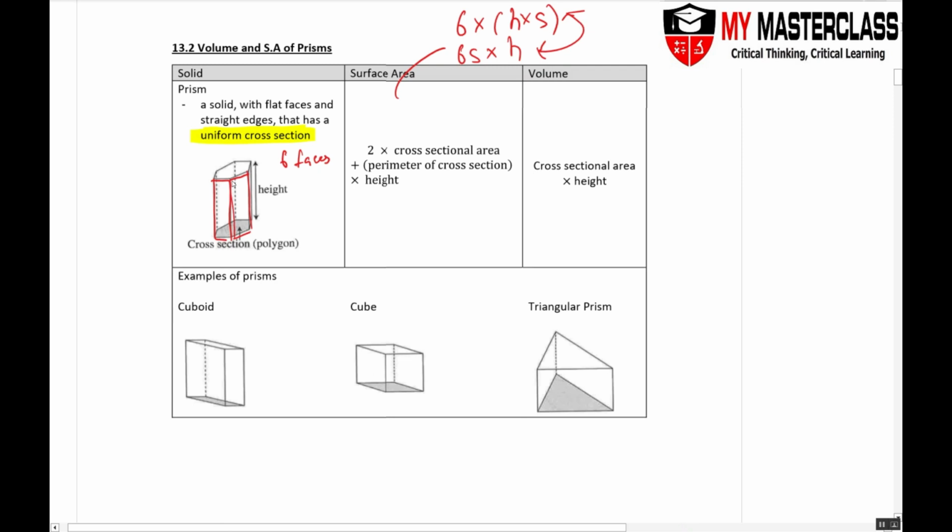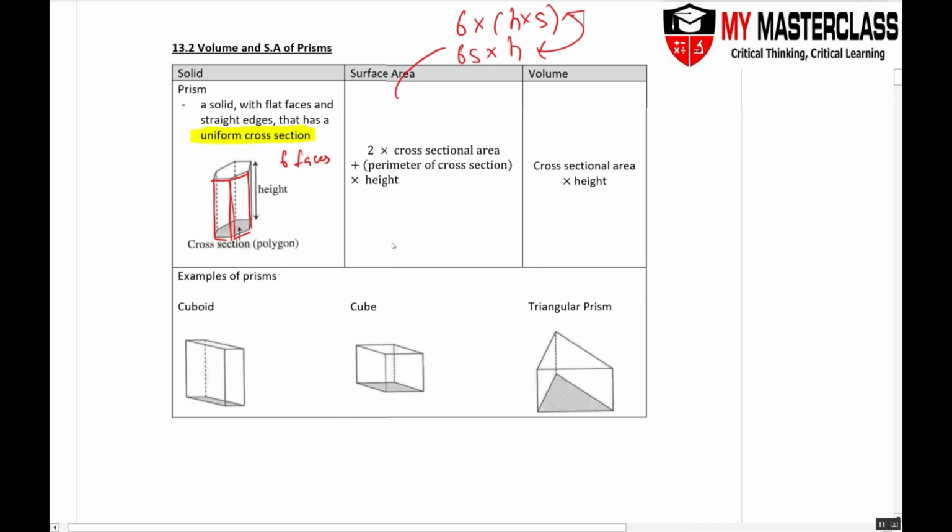So for your prism, there are different examples of prism. You could have a triangular prism. A cube is also a type of prism because you have a uniform cross-sectional area. A cuboid is also an example of a prism. So prisms, there are many different variations.